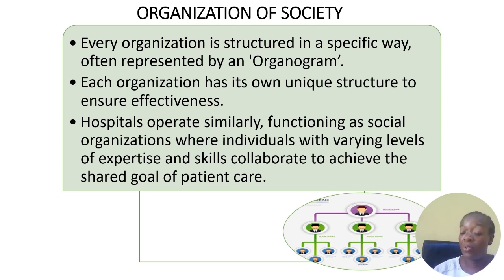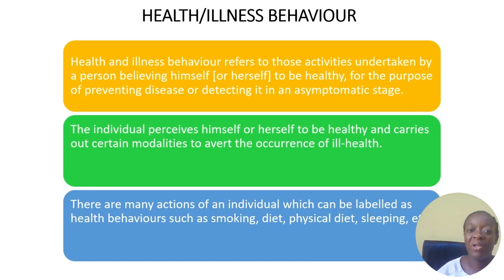Then, organization of the society. A hospital, for example, is an example of the society. And every organization is structured in a specific way to enhance effectiveness. It shows hierarchy and it shows roles in order to enhance effectiveness in that particular organization. It is usually illustrated as an organogram, and it shows roles and makes work more effective.